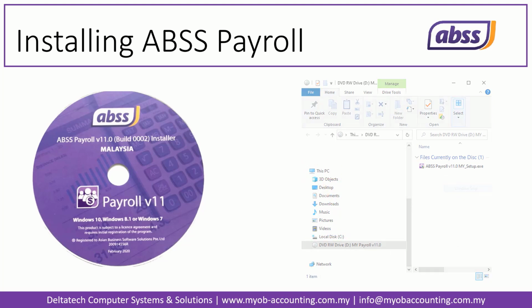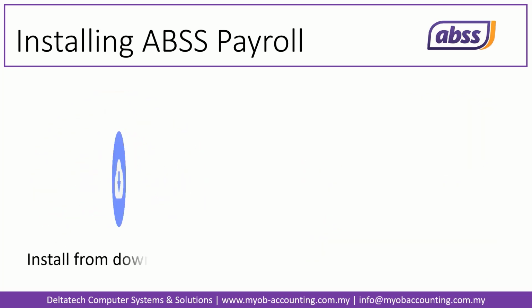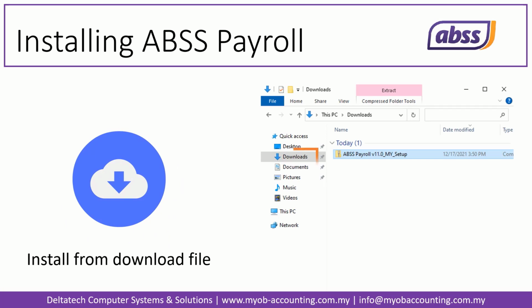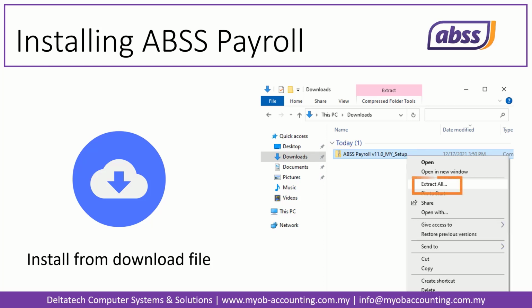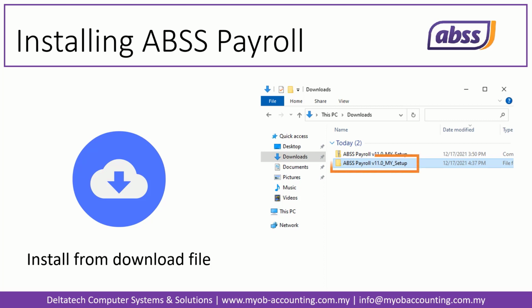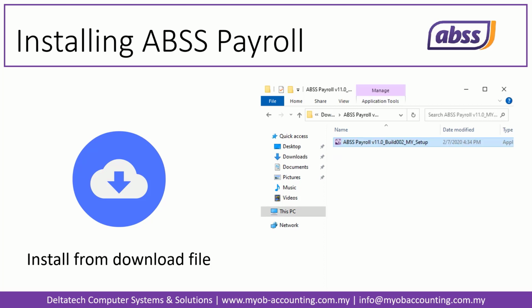On the other hand, if you are installing from a file that you downloaded, go to your Downloads folder. Select the file, then right-click and click on Extract All. After the file has been extracted, double-click on the folder that was created to open it. Then, double-click on the setup file to start the installation.